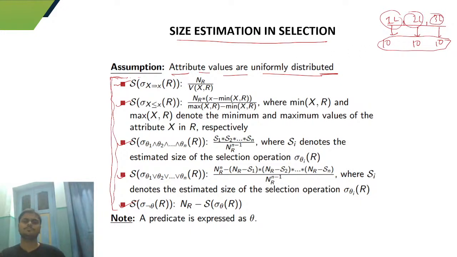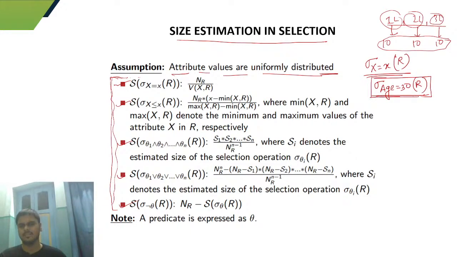Okay, so the first thing is saying that the size of sigma of x equals small x in the relation R. So what is this? It is saying that if you have, let's say, age equals 30 in the relation R, how many tuples can we expect if we execute this query?